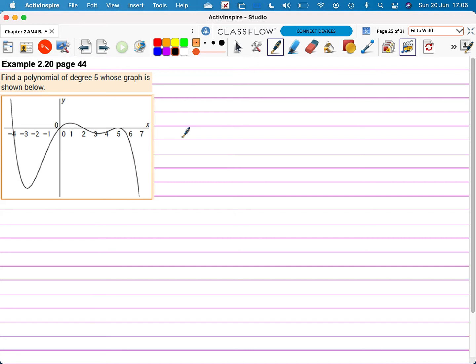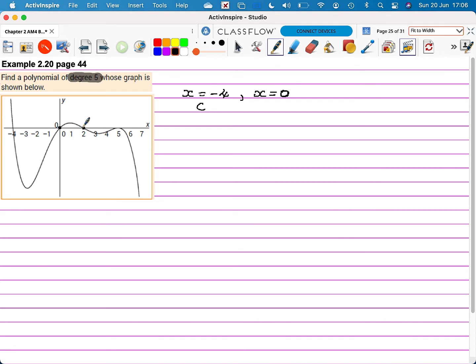Now I'm going to continue with solving this problem, and I'm going to do it quite quickly with a minimum amount of work. The first thing we identify is the fact that the degree is equal to 5. And because the degree is equal to 5, we know the max number of roots is going to be equal to 5. We know that at x is equal to -4, this is a cut situation. The next root is at x equals 0. So we've got an x equals 0 there.